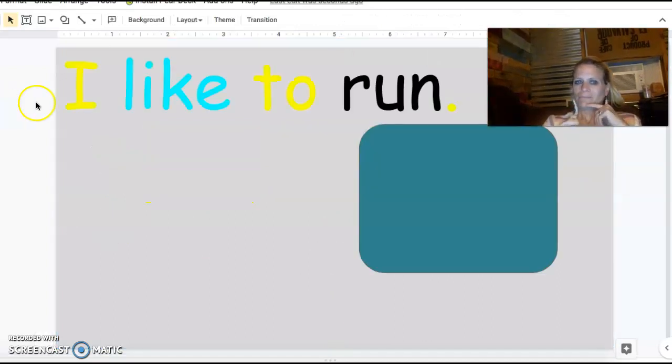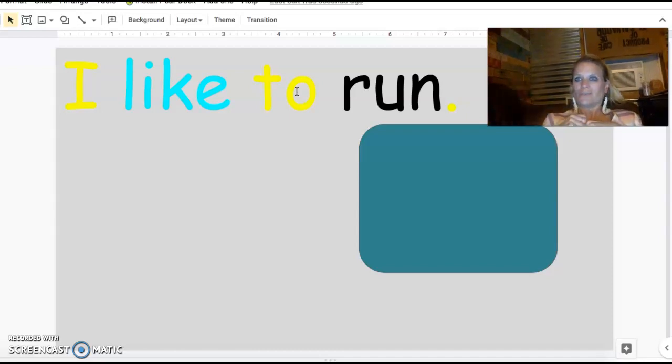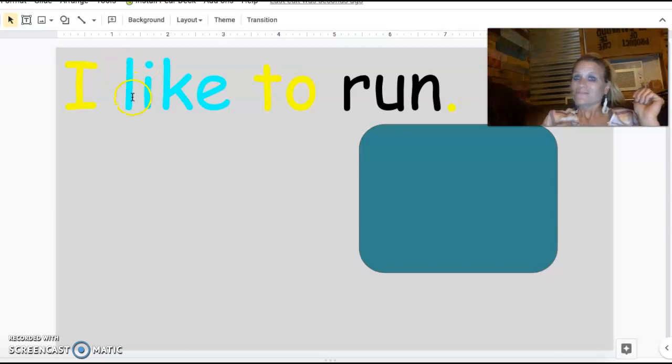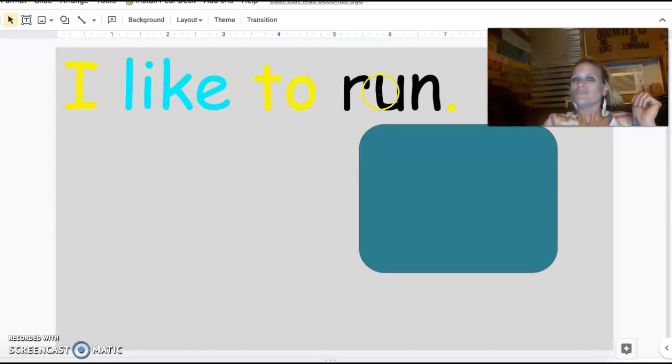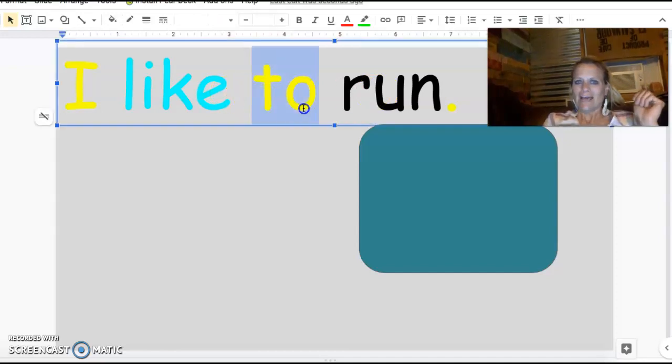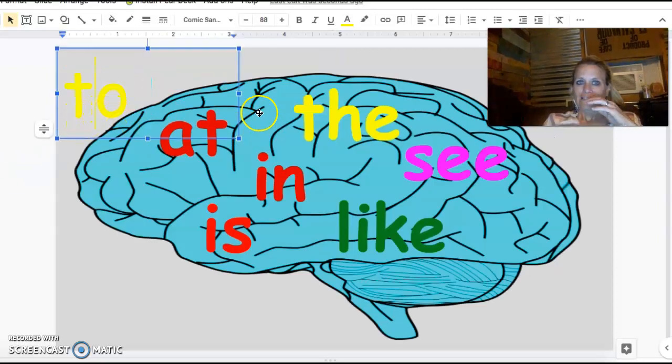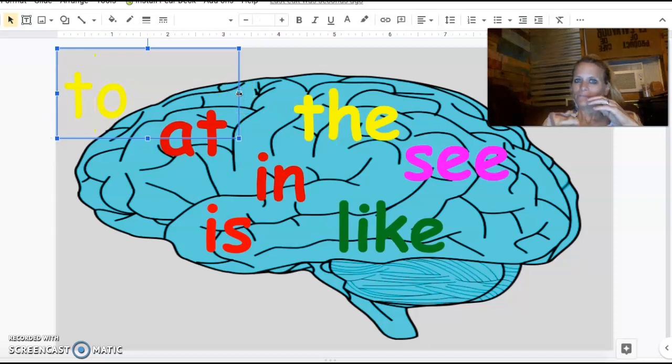Let's look at this one. I like to run. T-O is the word to. That's something we like to do. I like to run. What do you like to do? T-O. Let's copy that word right there and let's add it to our brain. T-O is the word to.